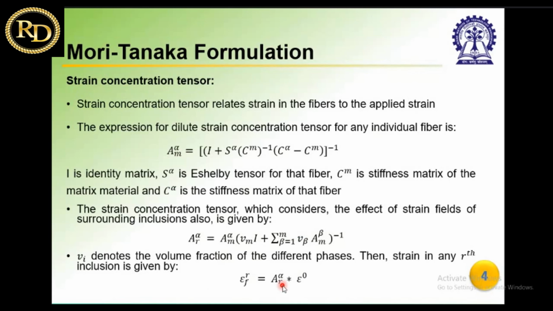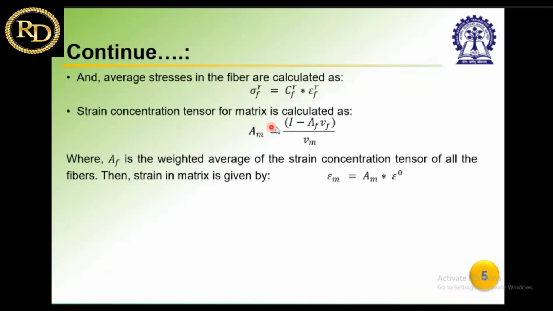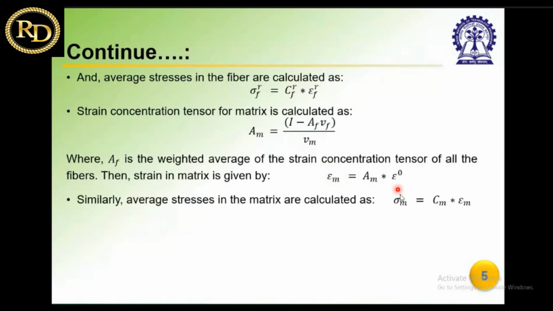And then again, the strain in any particular inclusion is given by this strain concentration tensor, and this epsilon naught is the externally applied strain. So now we have the strain in that particular fiber, so we can calculate the stress in that fiber. And this is for the fibers. And to calculate the strain concentration tensor for the matrix, we can calculate it this way. And again, the same way, we have the strain in the matrix and then stress in the matrix by this method.